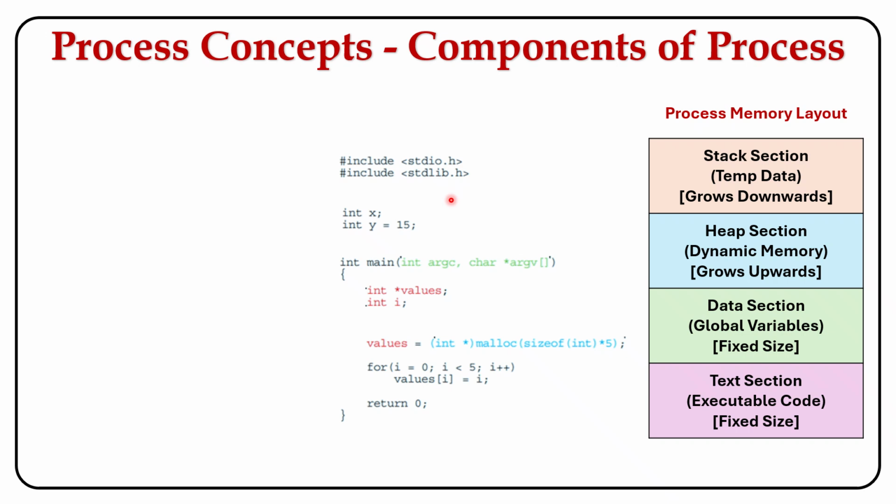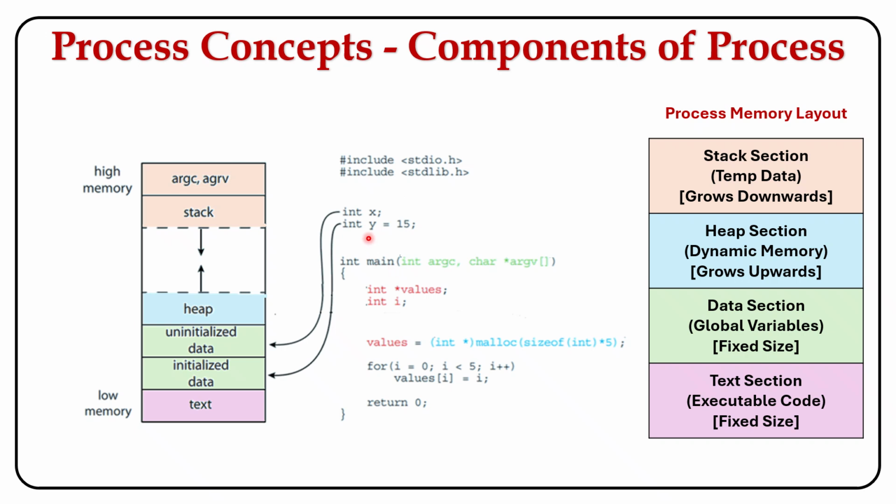Now let's see how a C program actually lives inside the memory. Each part of the memory layout, that is text, data, heap, and stack, maps directly to a section of our code. In this code, we can notice that after the header files, int x and int y equals 15 are given. So here, the variable int x is stored in the uninitialized data section, which we have in our memory layout. And int y equals 15 is stored in the initialized data section.